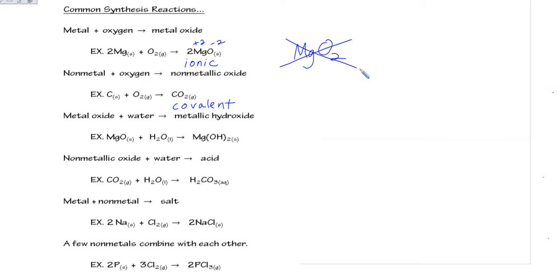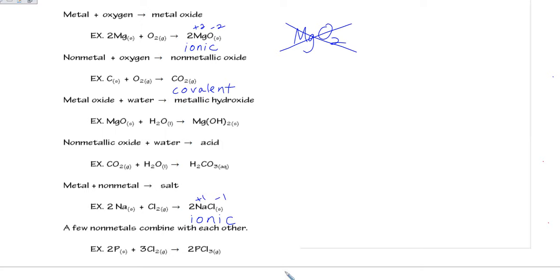Kind of the same gig with the last two. Sodium plus chlorine forms sodium chloride. It's not NaCl2. We would balance this with its charges because this is another ionic compound. It's got a metal in there. The one below it, I would have to be given a little help.